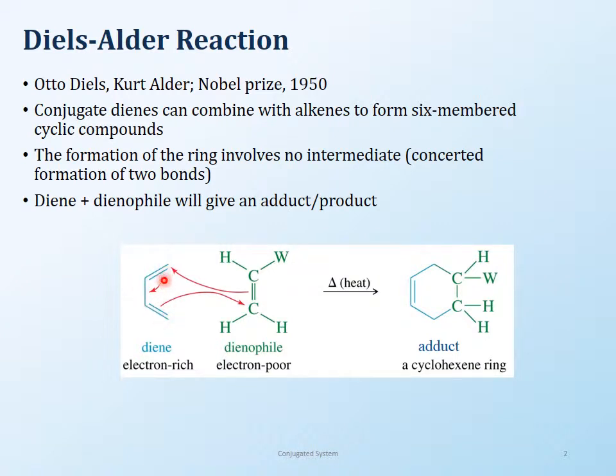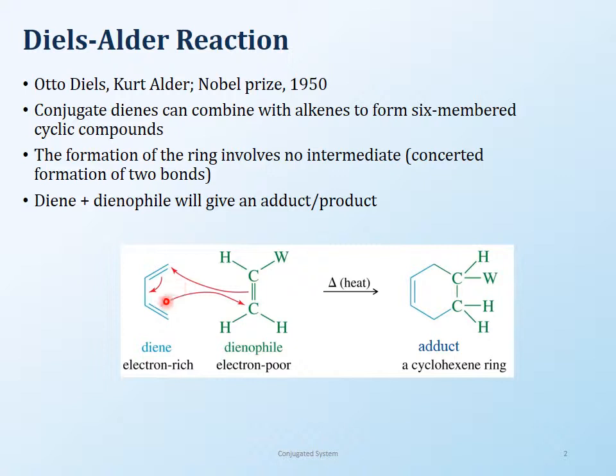Here is the conjugated system. Now remember, it has to be conjugated, with alternate double bonds. It can't be isolated. Here is the diene, and then here is an alkene system. When you heat these two together, they give this compound, which is now a ring structure. We did not have a ring before, but now we do.